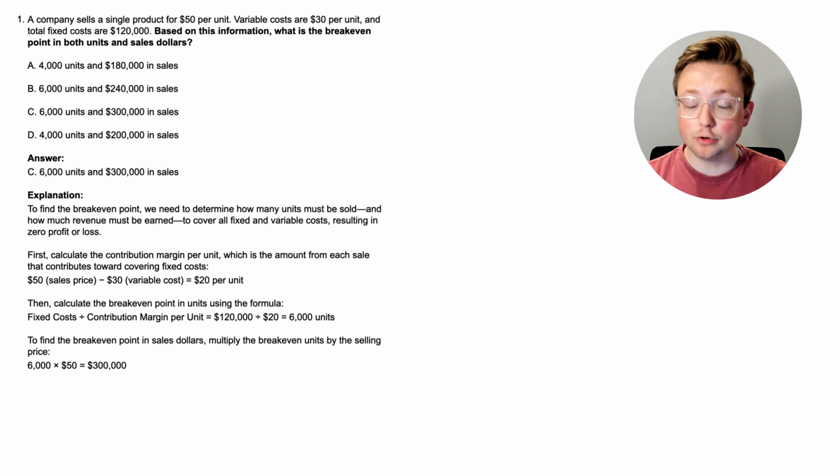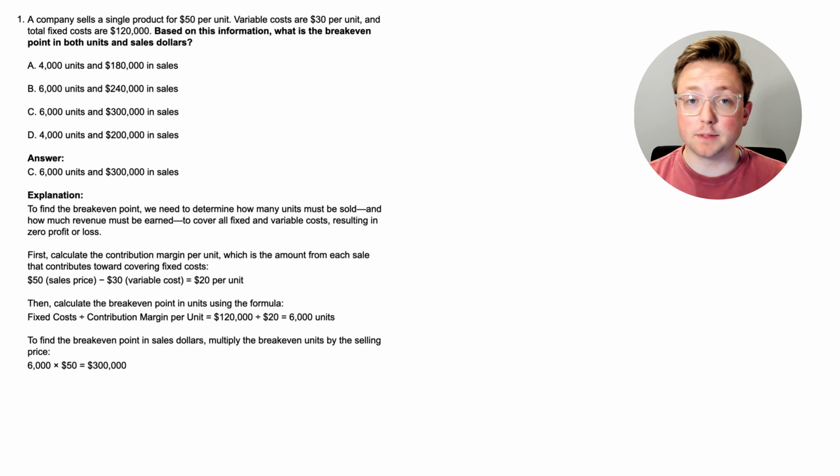That is the contribution margin, how much it's actually contributing to profit. Then you calculate the break-even point in units using the formula, fixed costs divided by the contribution margin per unit. So $120,000 divided by the $20 of contribution margin, and that gives you 6,000 units. That is the break-even point in units. That's how many units you would have to sell to break even.